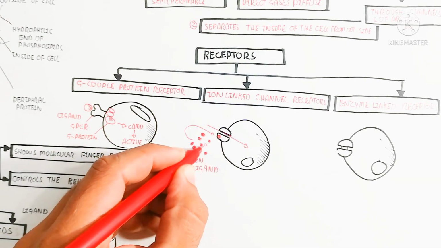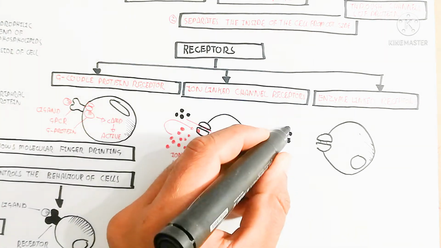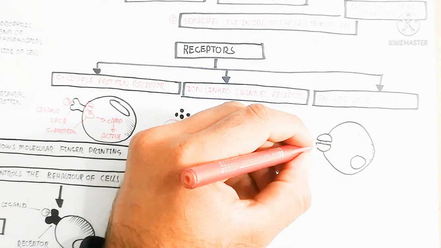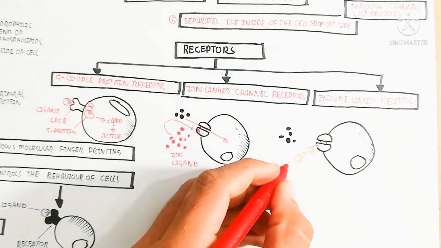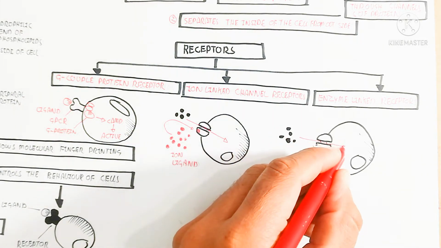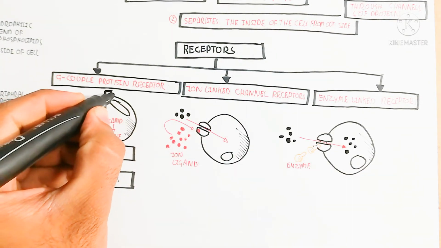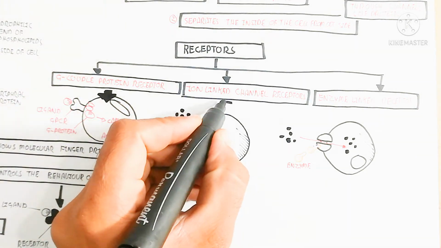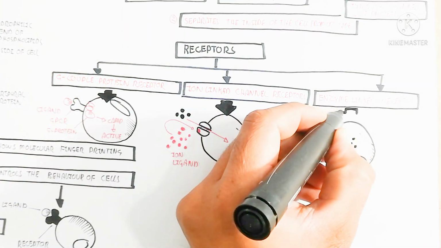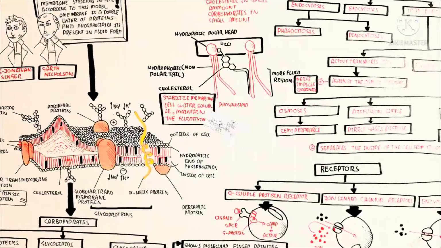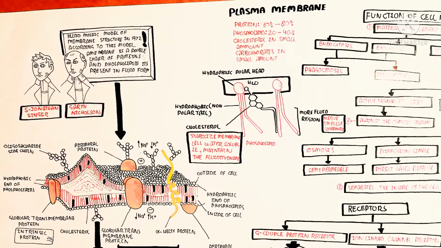Here you can see the ion ligand. The ligand is bound and the ion moves inside, and the material moves inside due to the opening of the gate of the plasma membrane, the protein gated channel. In this way you can see it open and the material move through the ion ligand, while the enzyme-linked receptor uses the enzyme for the opening of the gate.